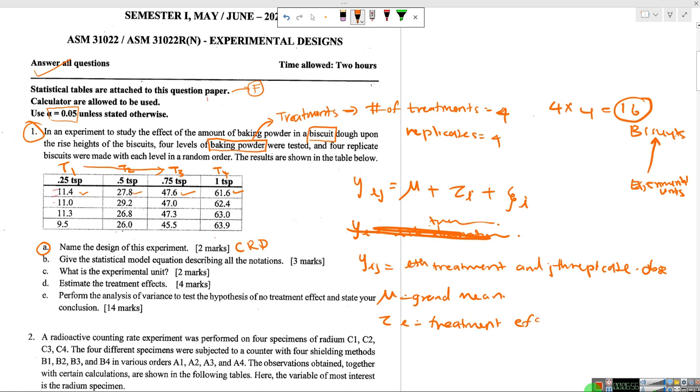For the error term also we can use ij, right? So error term for ith treatment and jth observation. So this is the statistical model that we are going to use here. And now what is the experimental unit? Definitely that is biscuit, right? So we are using biscuit here.